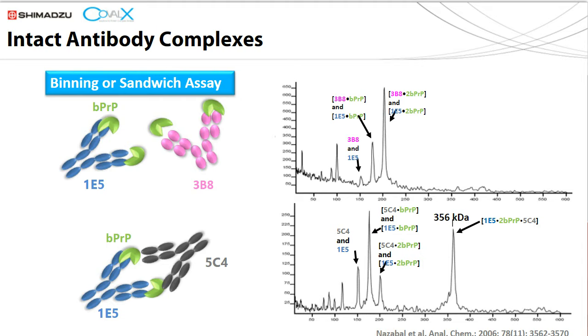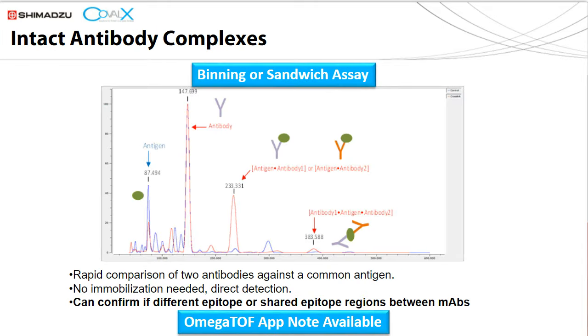This as well, we have an app note with data on the OmegaTOF. Here's an example of this shown directly here. Again, in this case, we're showing the blue and the orange antibody binding onto their target antigen, in this case out at 383 kilodaltons. So we can confirm that these are different epitopes or binding regions between these 2 MABs.